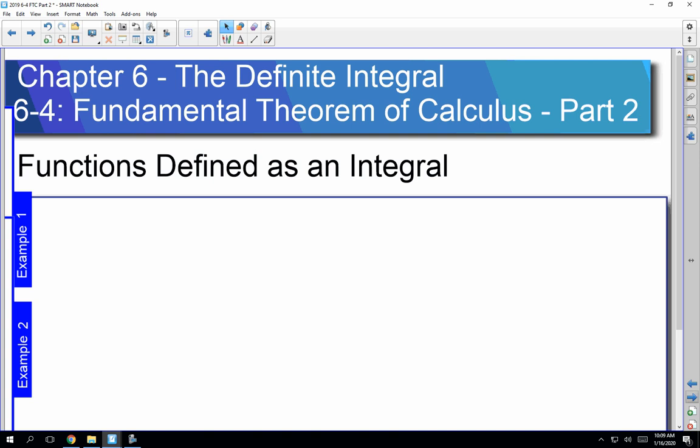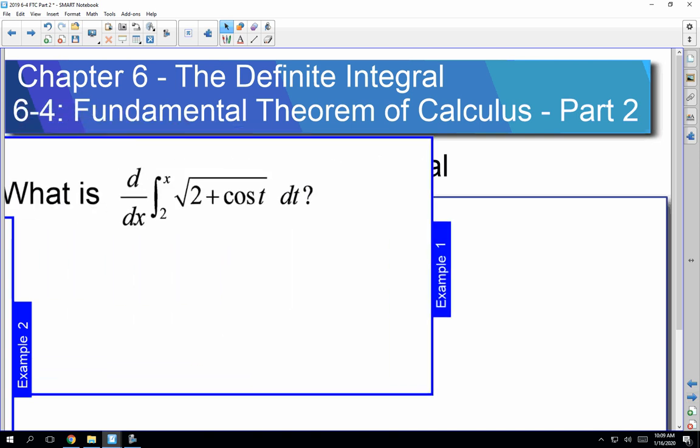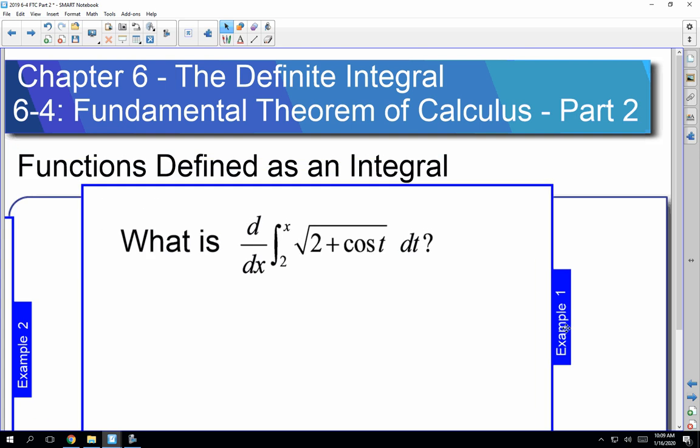Functions defined as an integral. Okay, so this is our first function. Here you go, Jeremiah. Our first function. You don't know the antiderivative of this, but you can still evaluate the derivative of it. If I take the dx off, that is a function defined as an integral. It goes from 2 to x, and it's the integral of the square root of 2 plus cosine of t dt. You don't know the antiderivative of that.